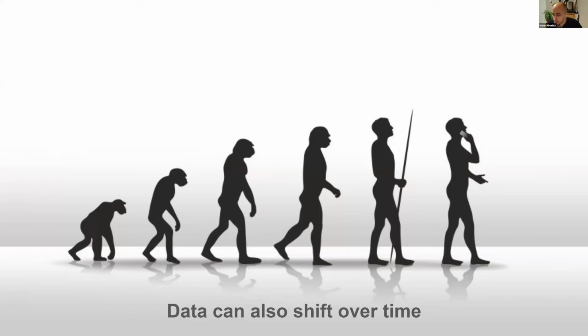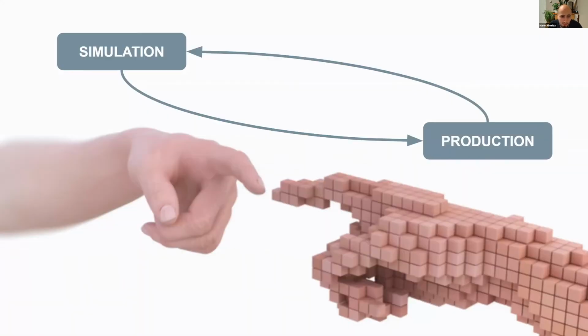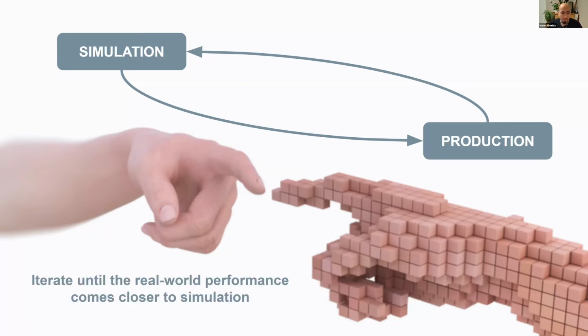Another thing about data is that it can change over time. So if you are studying something like a language within some communities, for example, like Fortran, which changes frequently because new words are added all the time, then it might be hard for you to keep track with the evolution of your data. So in practice, how it works is that the models that you are putting out through simulation, you need to test them in production very often until the real world performance comes closer to your simulation.